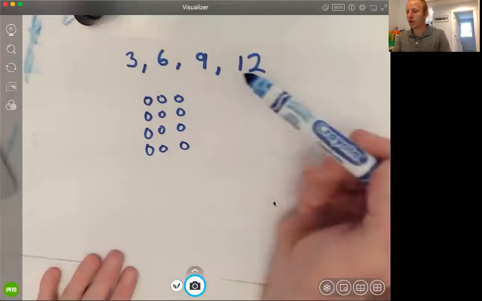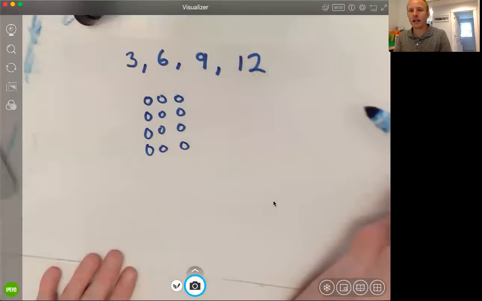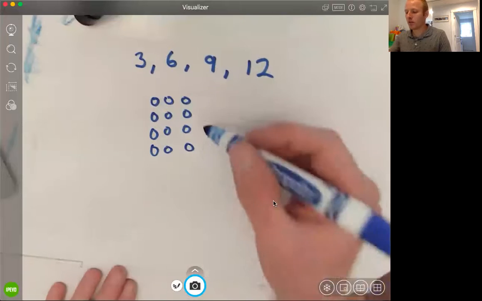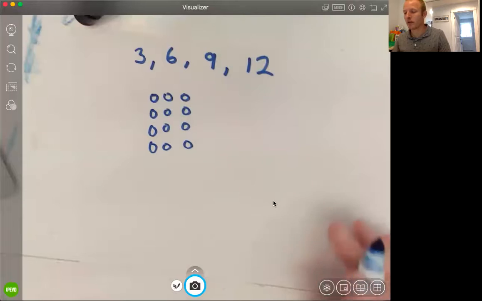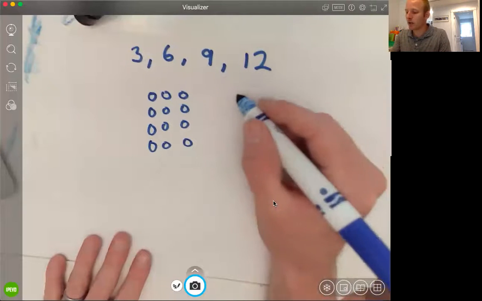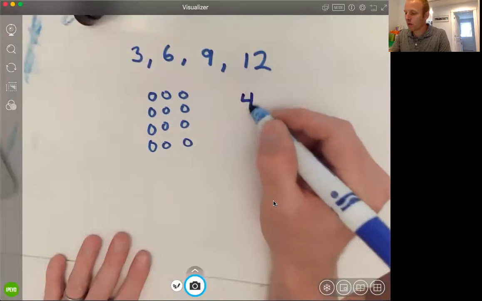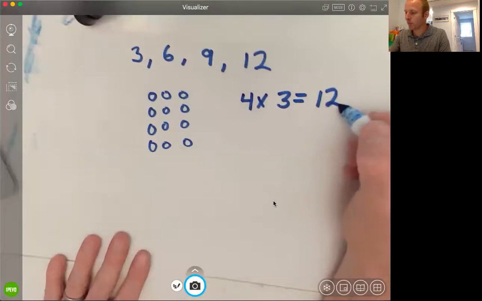Okay. So if I'm counting by 3, the size of my group is 3, and then how many times I count by that thing is my number of groups. So I have an array here, a 4 by 3 array. And then what we can do, just like we did last time, oh, sorry, I'll write the multiplication sentence for that as well. So the multiplication sentence there becomes 4 times 3 equals 12, right?